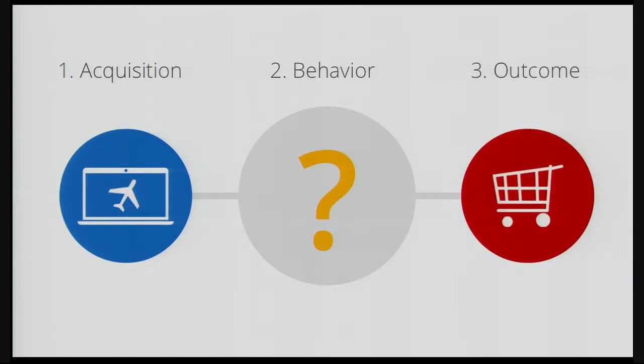Analytics. Starting from the beginning, there's something called the Acquisition Behavior Outcome Framework. And I think it's a very important framework because it breaks down what is important to measure on your site. There are three things that you should be measuring. The first thing is acquisition. Where does your traffic come from? What are your traffic acquisition sources?